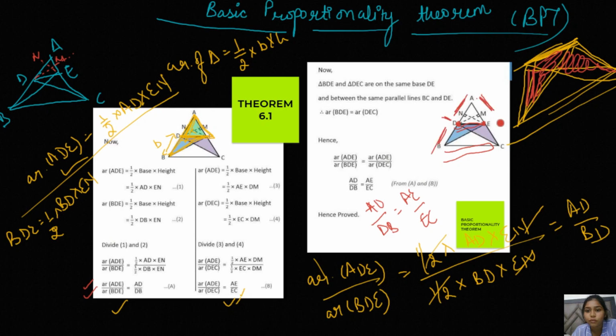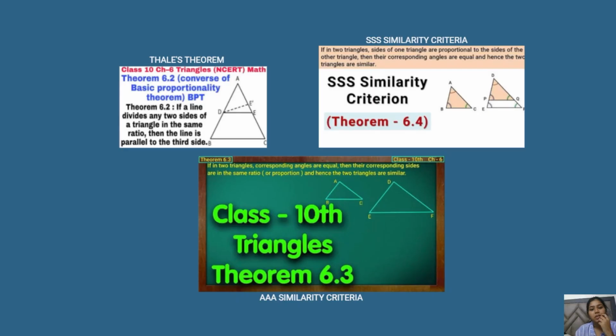I hope that's clear to you, that whenever we draw a line parallel to the third side of the triangle, it always divides the other two sides in the same ratio. This is the whole statement for theorem number 1. You just have to know the proof of theorem number 1. No need to learn the proofs of the other theorems, because they are just normal theorems, but you should know what they mean.